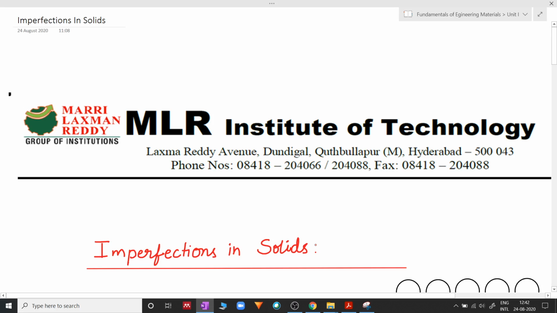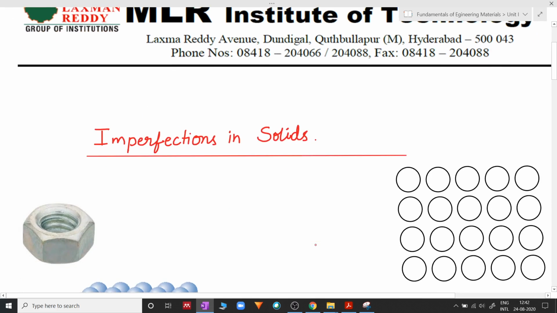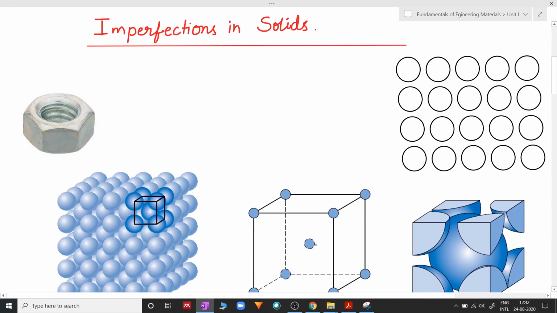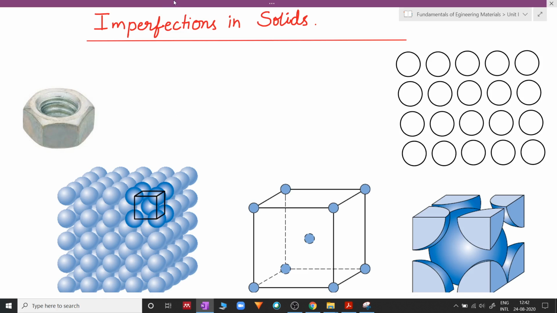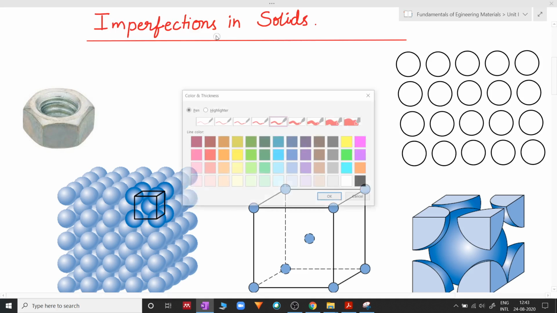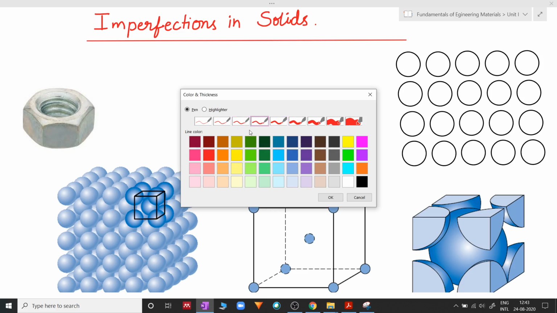Let us understand with some basics. So the topic is imperfections in solids. Before understanding the imperfections in solids, let us first understand what a perfect solid is.